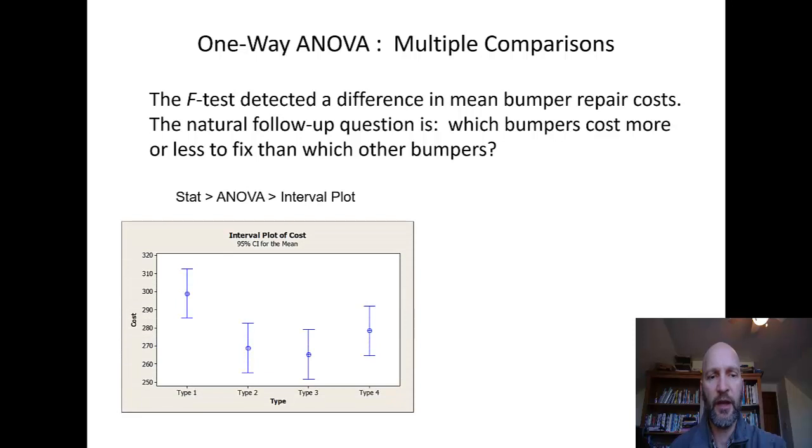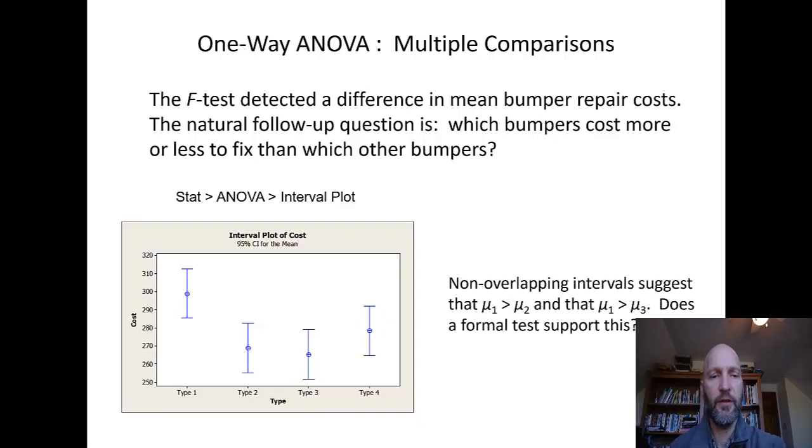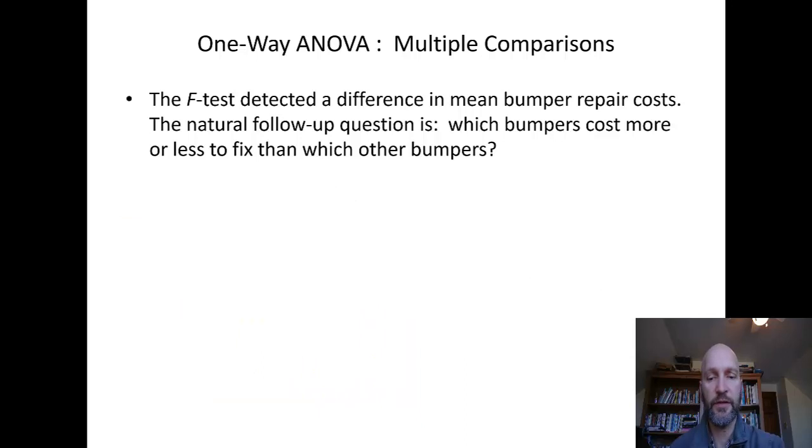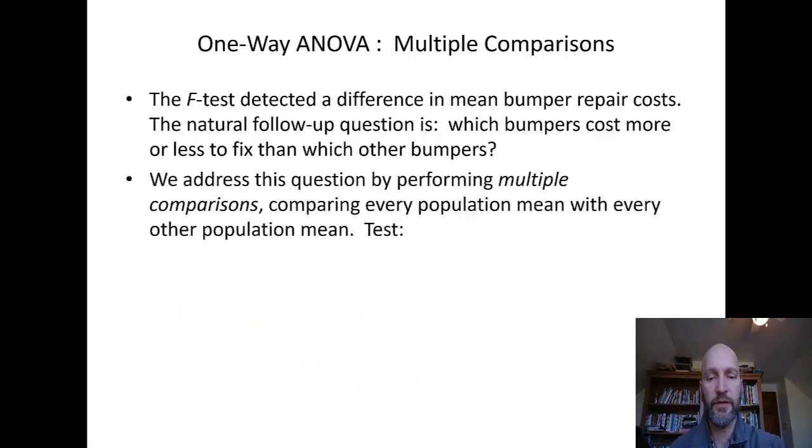Let's use Minitab to get a better idea of what's going on. According to the interval plot for type 1, it appears that the mean for type 1 is bigger than the mean for type 2 and also bigger than the mean for type 3. So this is all kind of subjective. We look at this and we get a good idea that that's what's happening, but we want to be objective and actually perform the test. So what test is it that we're going to perform?